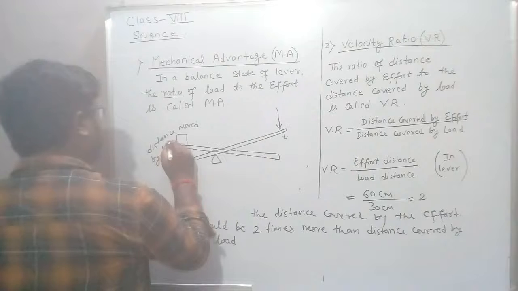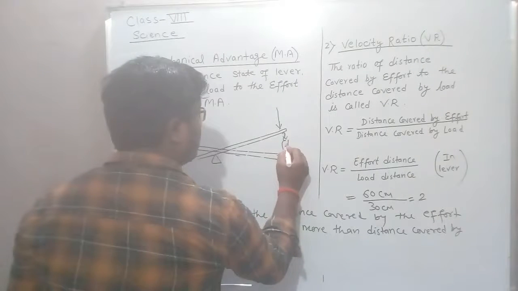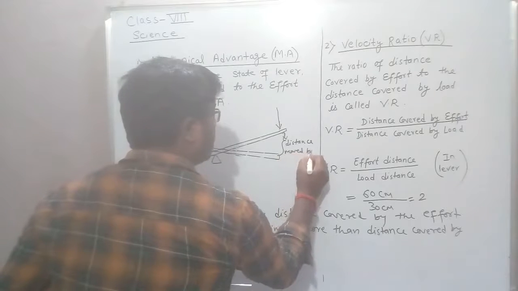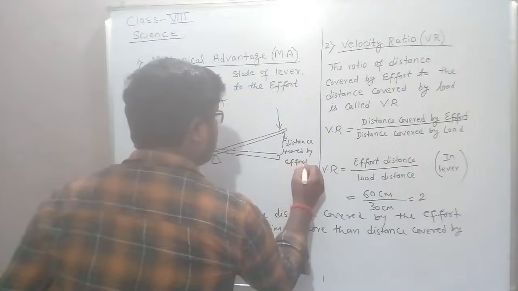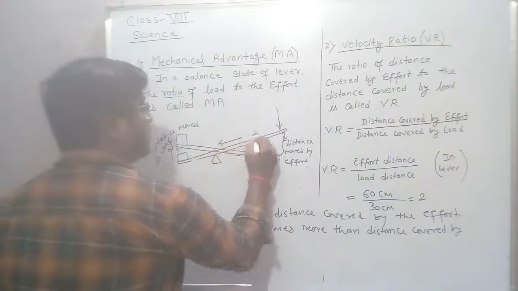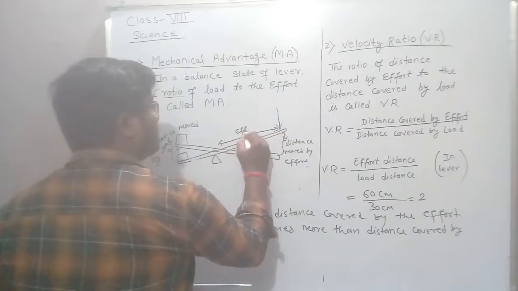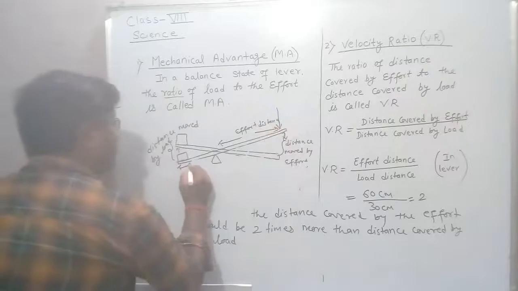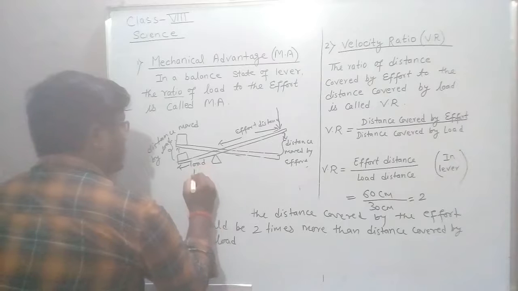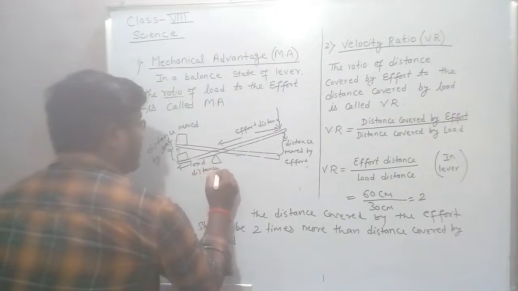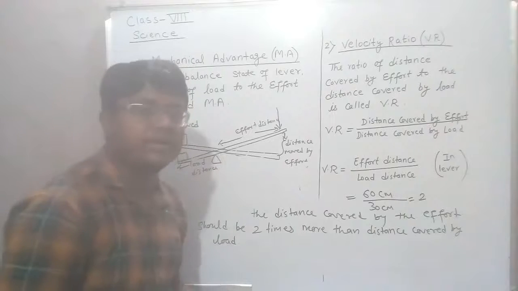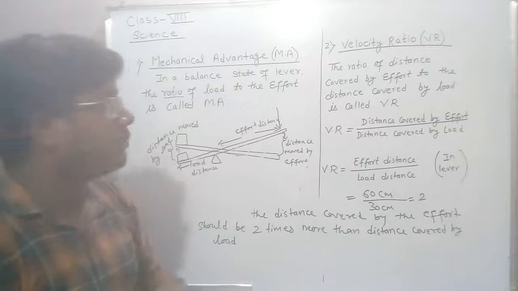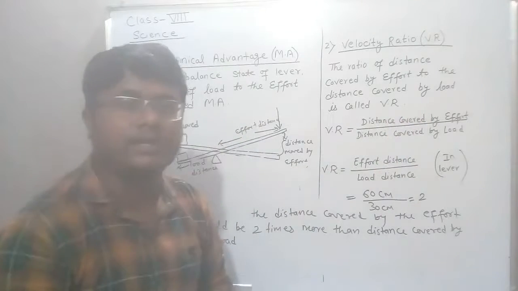the load. What is the distance moved here? The distance moved by effort. This is your effort distance and this is your load distance. So you simply need to understand this meaning. Velocity ratio is simply the ratio of distance covered by effort to the distance covered by load.